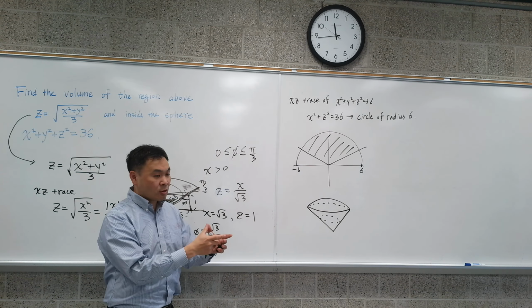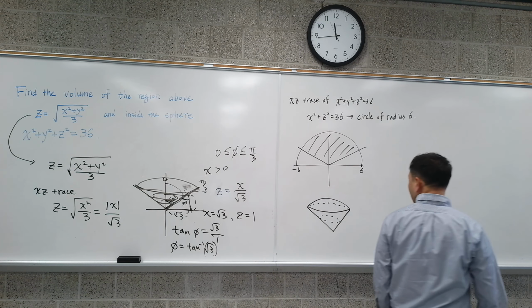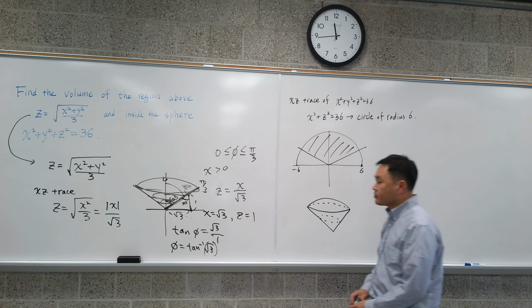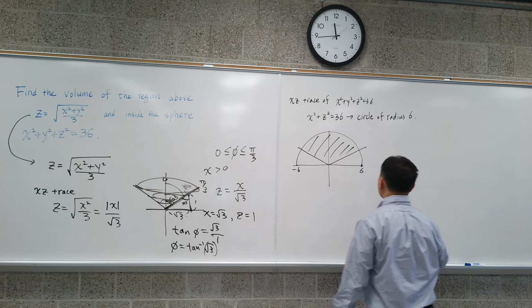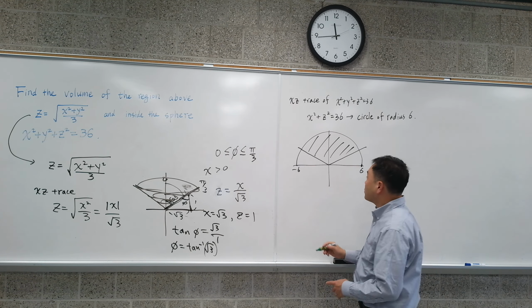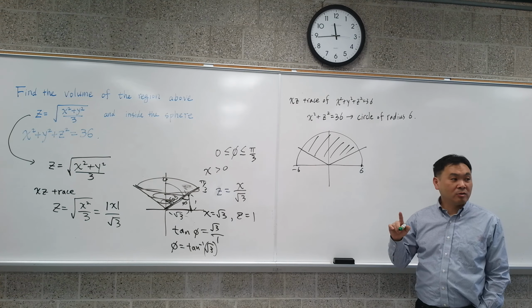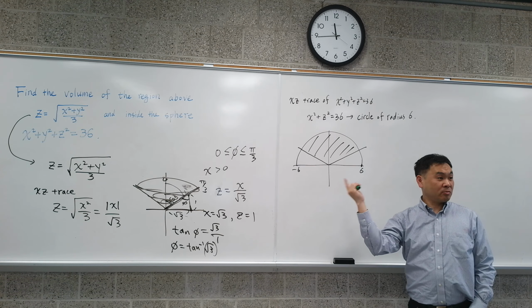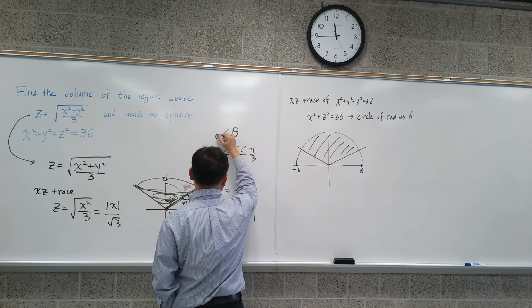So you have a cone downstairs, and you have something like that, and the question is, what is the volume of this object? Okay. And then what about theta? What will be the bounds for theta? Well, you go in a full circle, right? So theta will be from what to what? 0 to 2 pi.